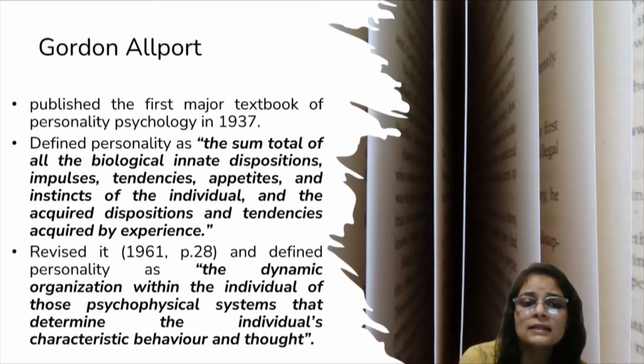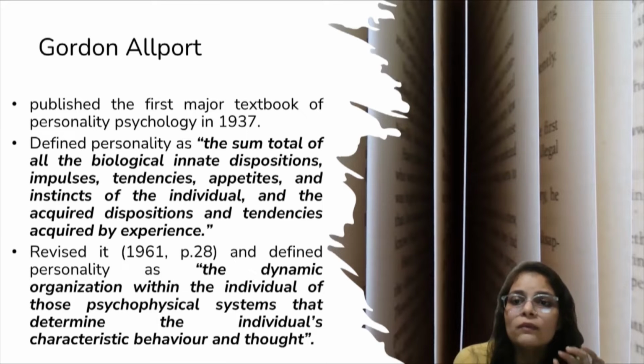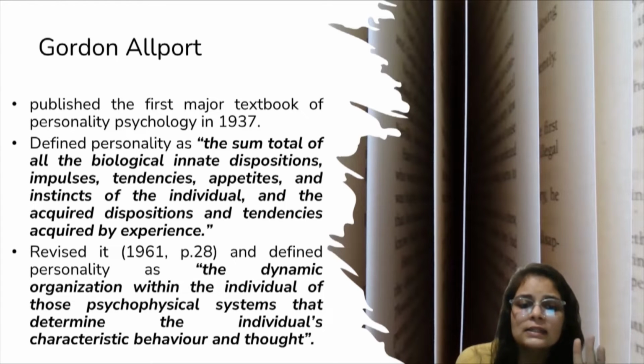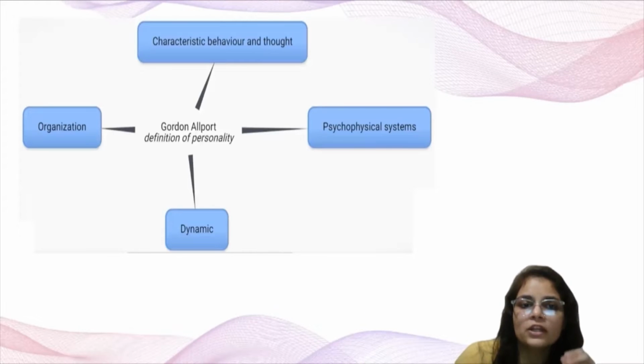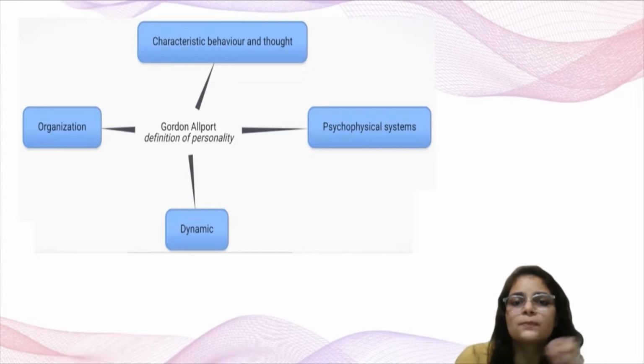Later on, he revised the definition in around 1961, and he defined personality as the dynamic organization within the individual of those psychophysical systems that determine the individual's characteristics, behavior, and thoughts. Now you will understand that I have focused on 4 terms: dynamic organization, psychophysical systems, and individual's characteristics, behavior, and thoughts. Let's move ahead with understanding these 4 terms and why I have put emphasis on these words. According to Gordon Allport's definition, these 4 things are basic to understanding one's personality.